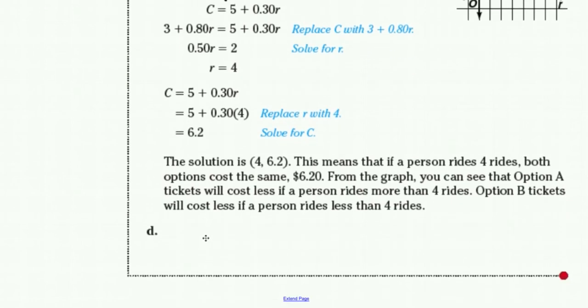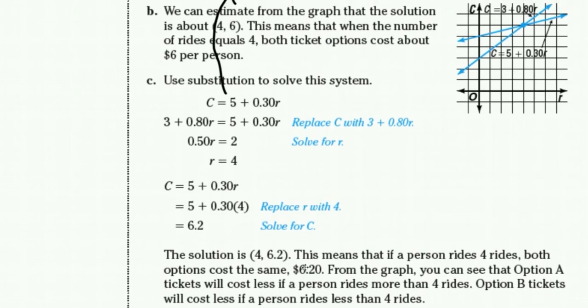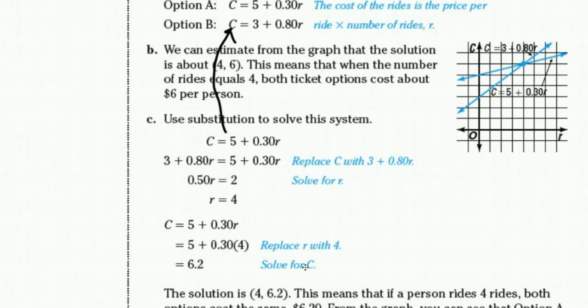Letter D is simply saying that you should advise the Williams family to purchase option A tickets for those who plan to ride more than 4 rides, and purchase option B tickets for the rest of the family. So, this is how you use your system of equations to be able to solve a real-life problem such as the one that we just finished.